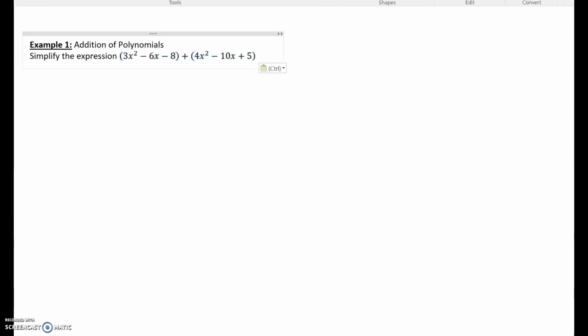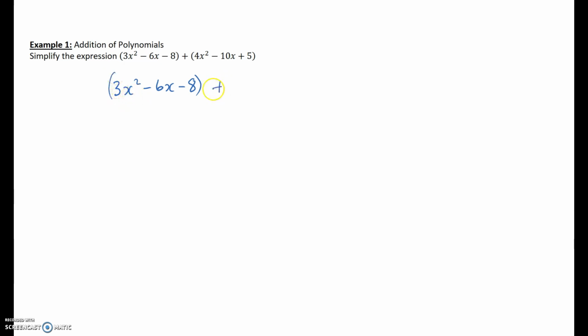So in this example, we're going to add the polynomials 3x squared minus 6x minus 8 plus 4x squared minus 10x plus 5. The first thing we're going to do is remove the parentheses. Now there isn't anything in front of the first parentheses, so we can just take those off without thinking about it. There's nothing in front of them.